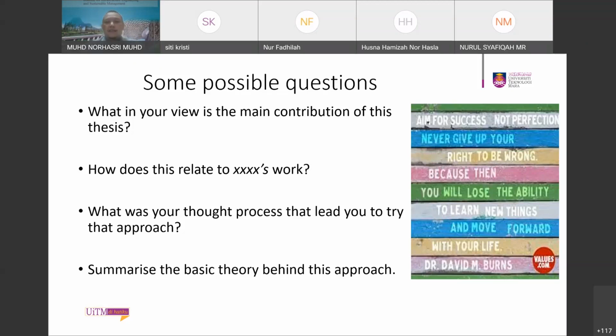Next, what is the thing that led you to this approach? Basically, point number 3 normally focuses on methodology, because some instruments cannot be found in Malaysia, so you need to customize them.